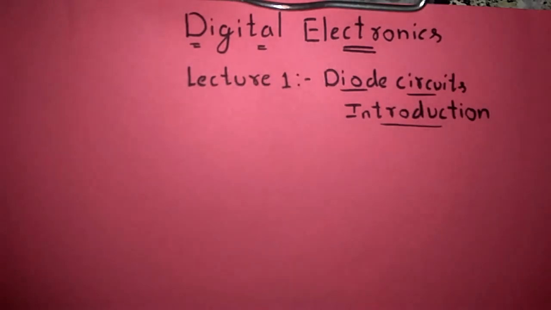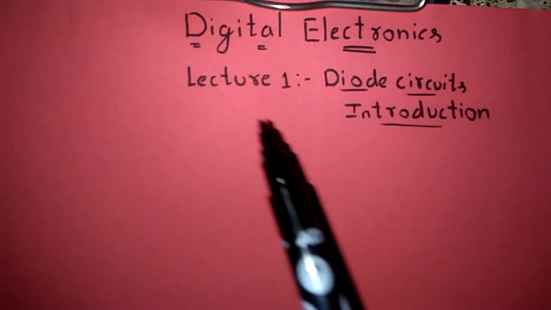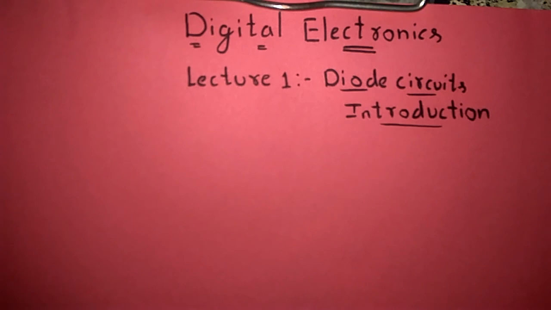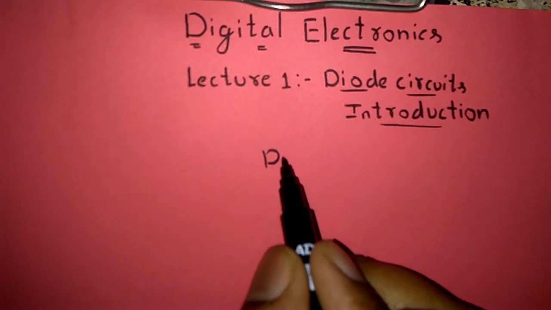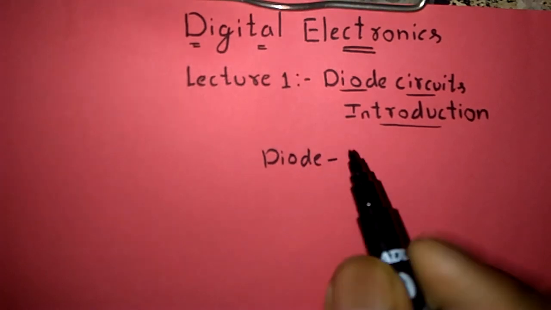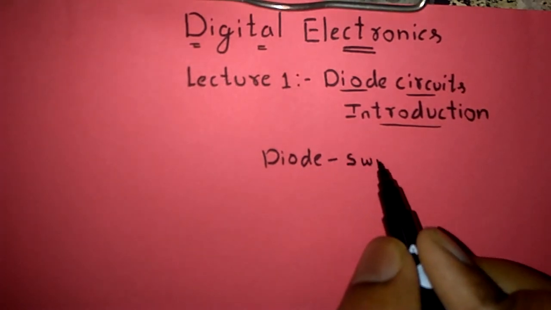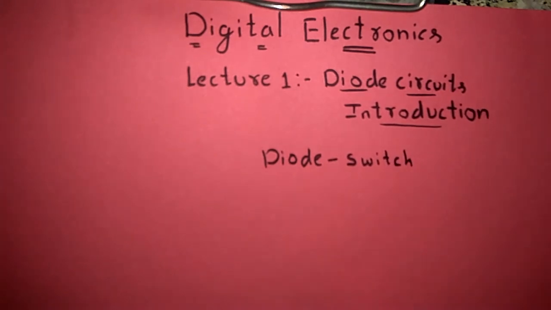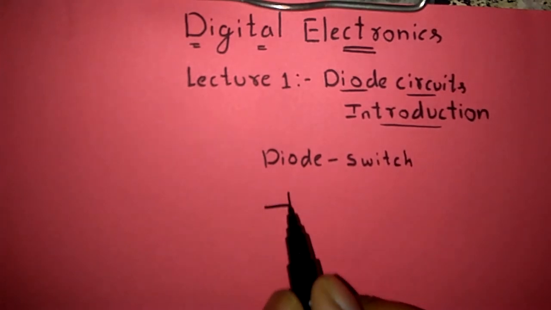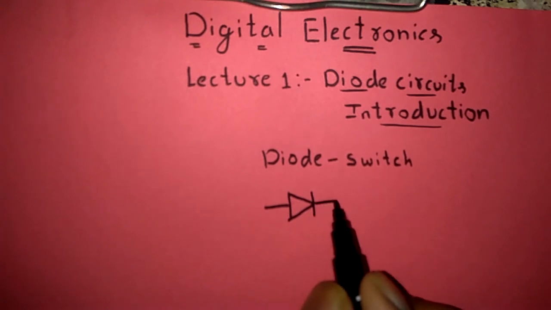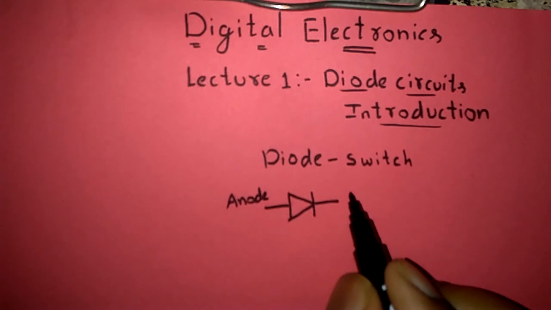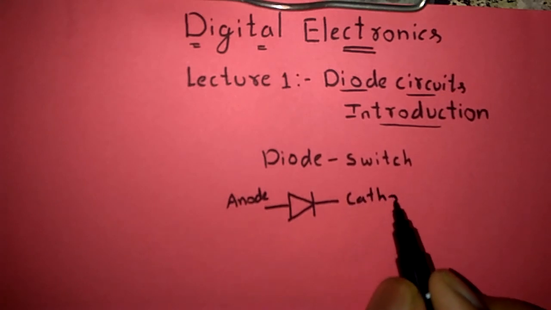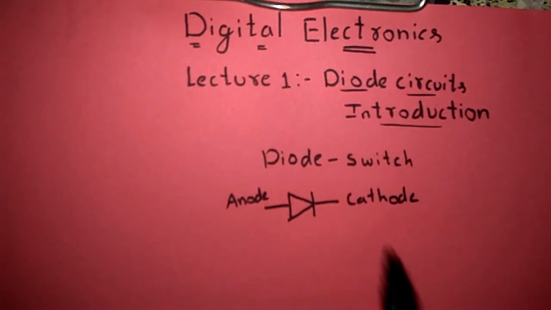I want to give an introduction class for diode circuits in the subject called digital electronics. Diode is a device which works like a switch. The symbol of diode is as shown below. This terminal is called anode. This terminal is called cathode. Conduction will take place from anode to cathode.